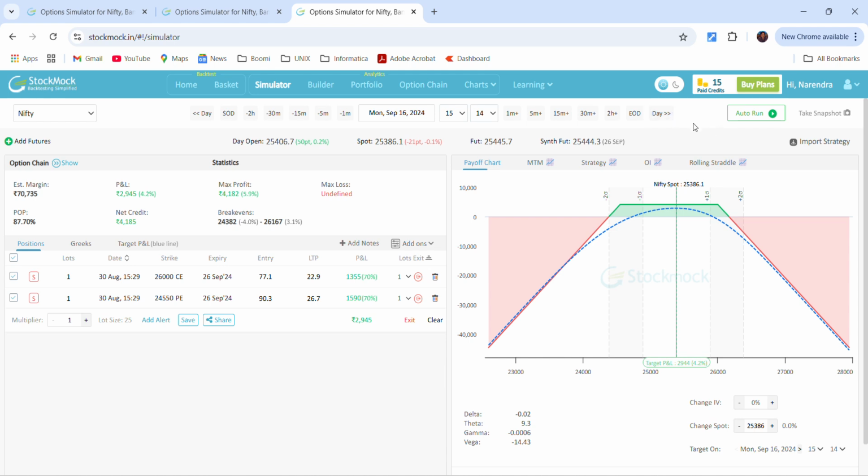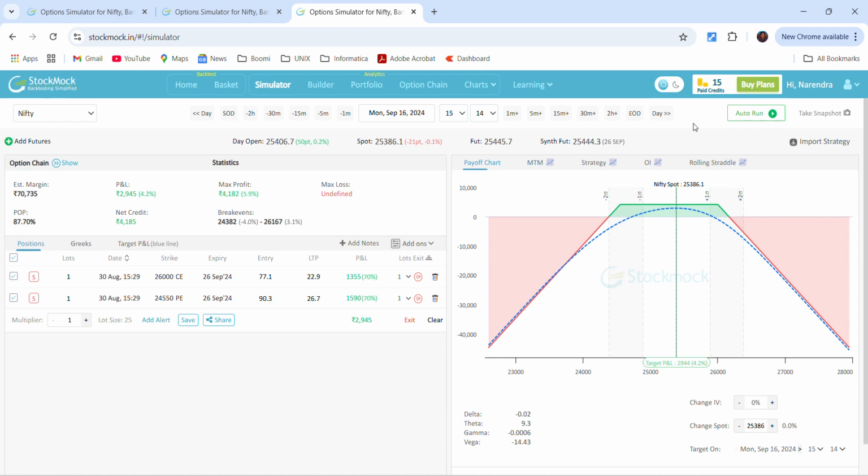The reason is, when we started this strategy we were neutral about the market, but it may not be the same after 10 days or 2 weeks. The market may have some news or other reasons for making a big move. So when you get 70 or 75 percent of your profit, book the profit and do the same thing for the next month expiry.